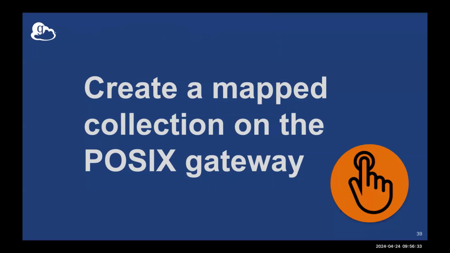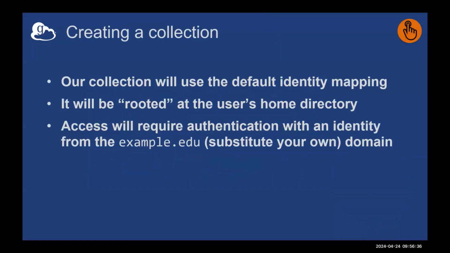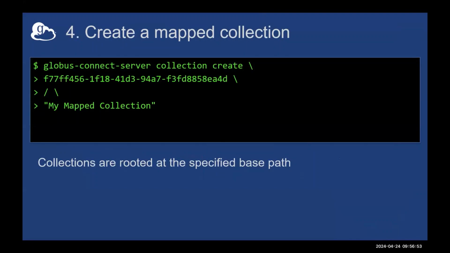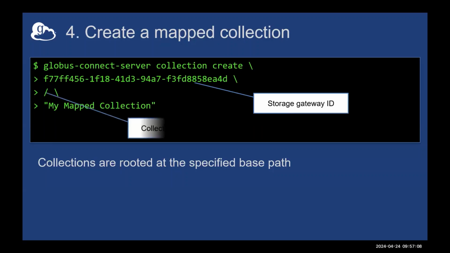So next step, we need to create a mapped collection on top of it. And we will use a default identity mapping. It'll be rooted at the user's home directory. And the access will require authentication with an identity from UChicago. Globus connect server collection create, and then settings. Specify the storage gateway ID that we received in the previous step, and then give the base path, so where the collection will be rooted, and the name.